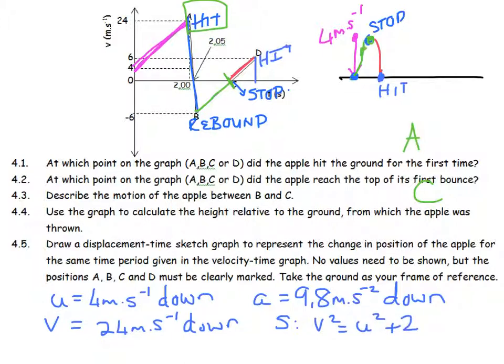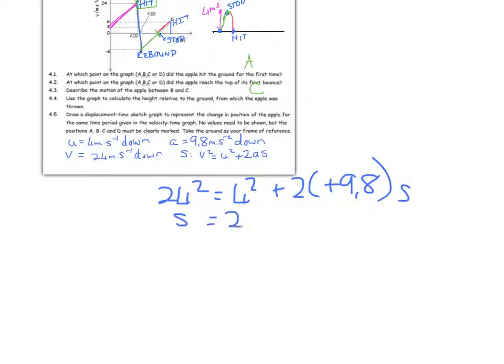v squared equals u squared plus 2as. I suppose that I could have used the 2 seconds as well if I had wanted to, and I'd get a slightly different answer because of that 10 on the gravitational acceleration situation. So let's look at that. If I substitute in, I get 24 squared equals 4 squared plus 2 times 9.8 times s. I've just used positive for down all the way through. And s comes out to be 28.58 meters. If I had used the 2 seconds and not the acceleration, I would have got exactly 28 meters. And if I used the area under the curve, I also would have got exactly 28 meters.